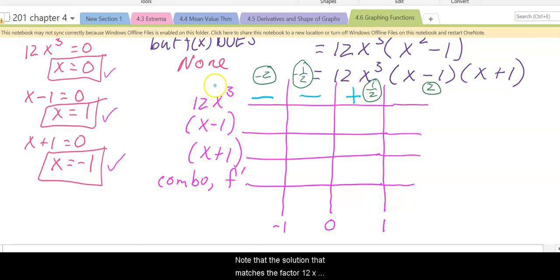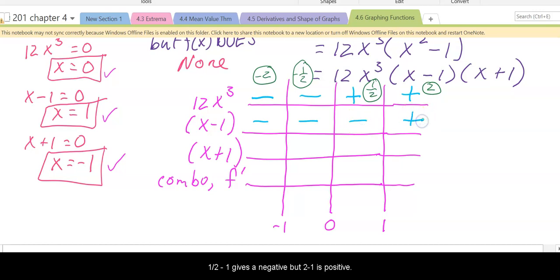Note that the solution that matches the factor 12x cubed is x equals 0, and that it does change sign precisely there. When I plug in 2, likewise, I also get a positive. We'll repeat the process for each of the two remaining factors, plugging in -2 into x minus 1 to get a negative, -1/2 minus 1 to get a negative, 1/2 minus 1 gives a negative, but 2 minus 1 is positive. And again, note that x minus 1 changes at its solution, or x-intercept, which was the critical value 1.